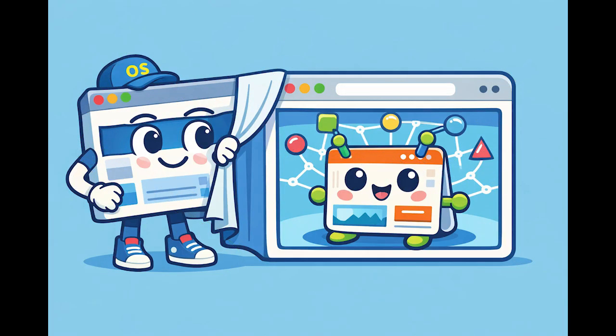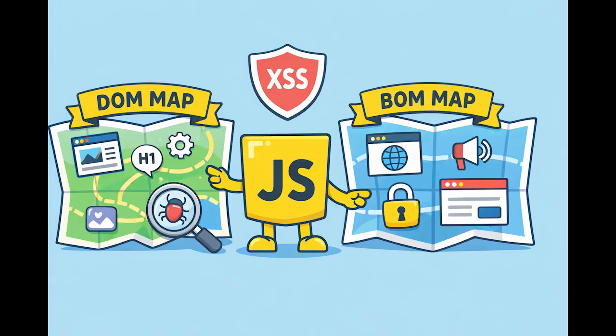Your browser is basically a tiny operating system pretending to be a window, and inside that window, your web page is a living creature made of nodes. There are two big maps JavaScript uses all the time, the DOM and the BOM. They sound fancy, but once you see the difference, it's actually pretty chill. And for security, especially DOM-XSS, this stuff matters a lot.